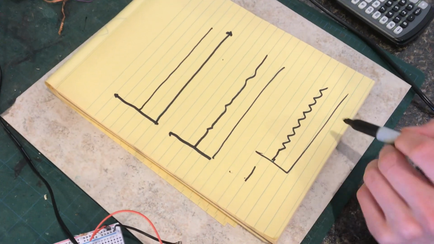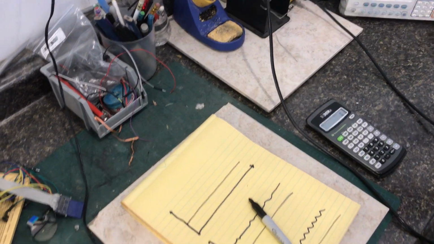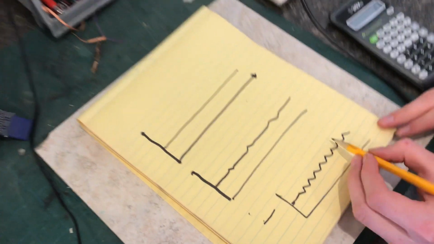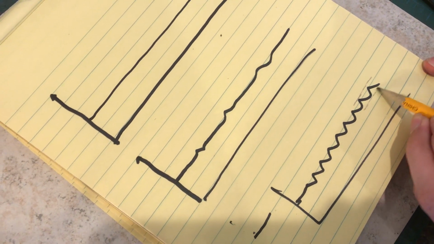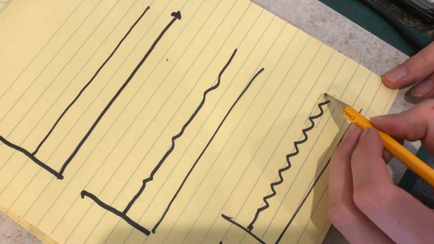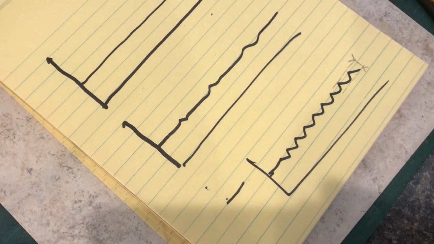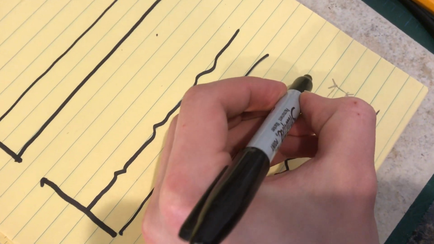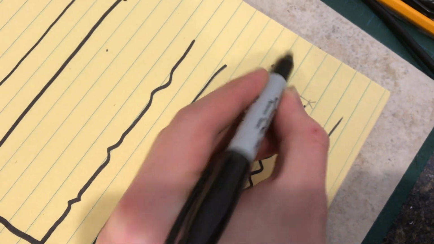and I usually do it with a Sharpie, but let me grab a pencil. So I have 2 different colors. If you were to measure from here to there, the lowest point to the highest point, that's your ripple voltage. And we want this to be small.